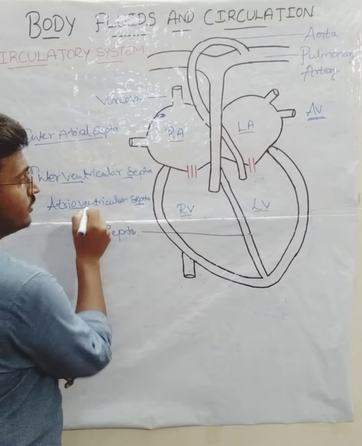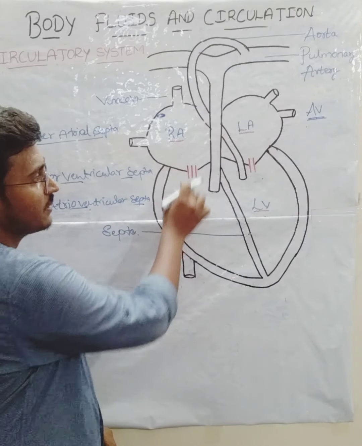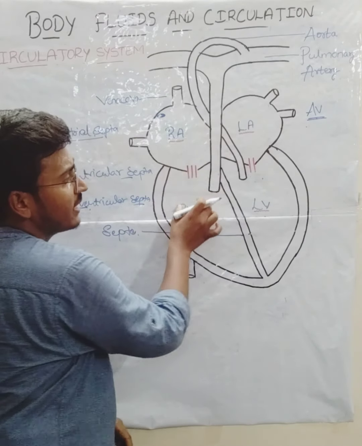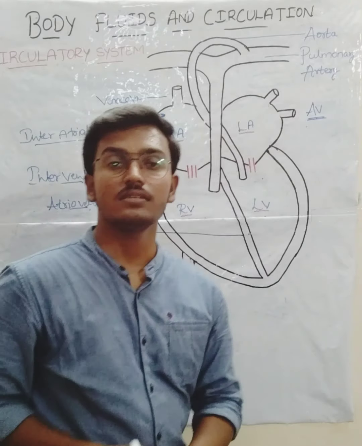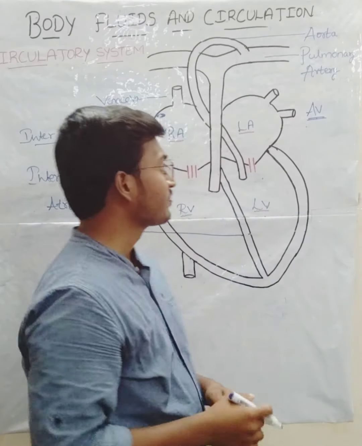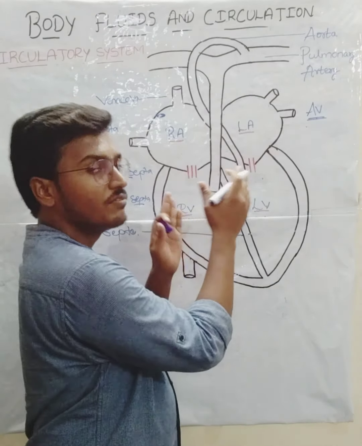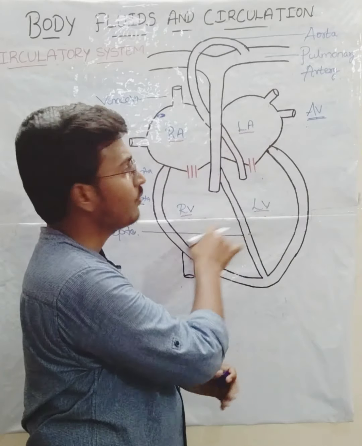I forgot to tell you. This is the atrioventricular septa between the atrium and the ventricle. Between the atrium and the ventricle, there is a presence of an atrioventricular septa. This is about the four-chambered heart, the auricles and the ventricles.